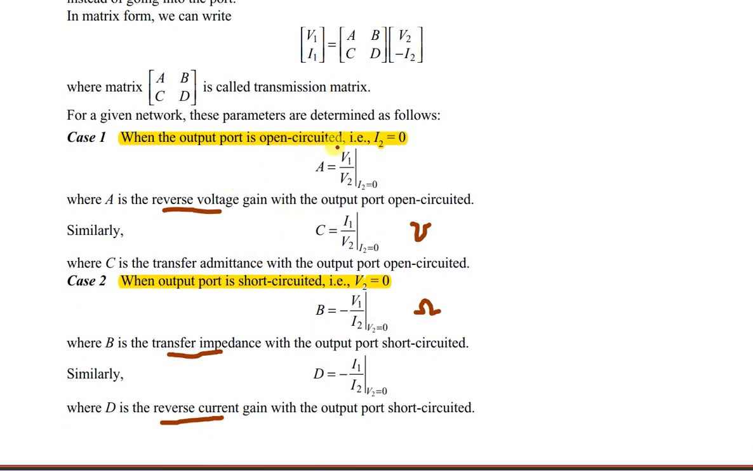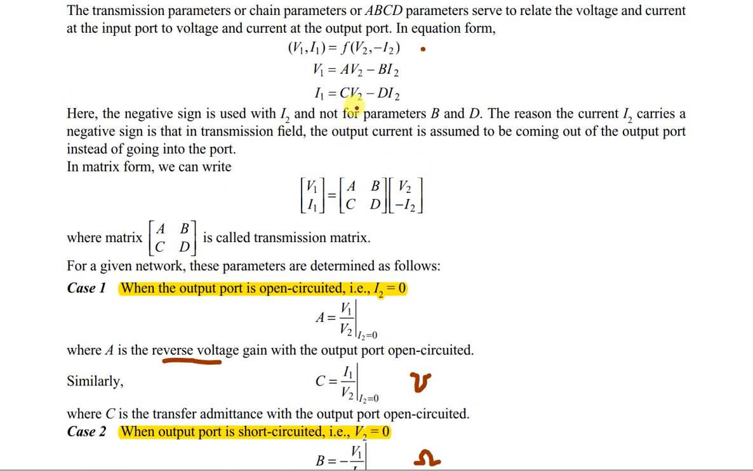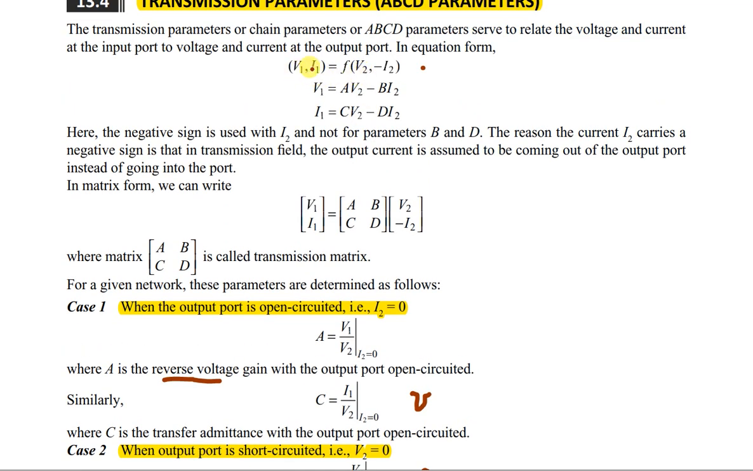Define ABCD parameters or transmission parameters means you first have to write that input voltage and input current, V1 and I1, are expressed in terms of output voltage and output current, V2 and I2. While writing, be careful that first is V1, next I1. Don't write I1 first and V1 next. V1, I1 on the left and V2, I2 on the right. If I write I1 and V1, or V2, I2 in the wrong order, it is wrong. That is important, so you have to remember.